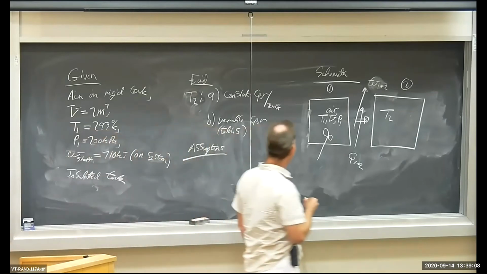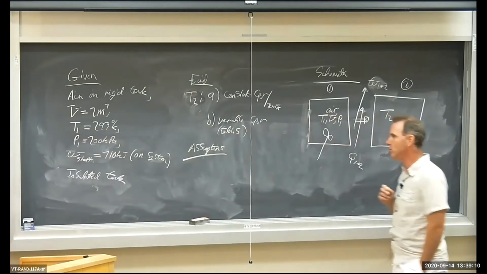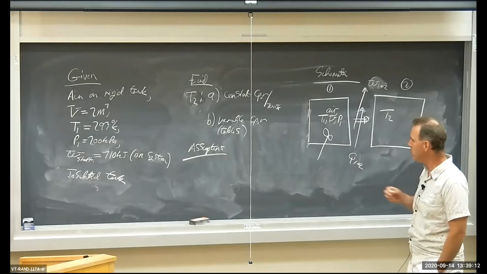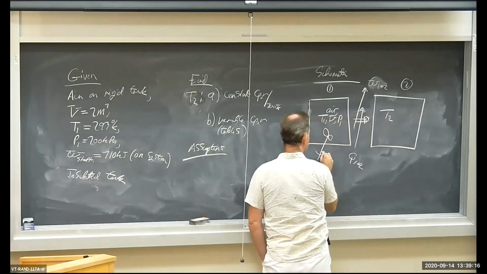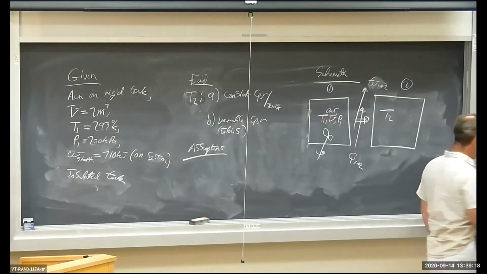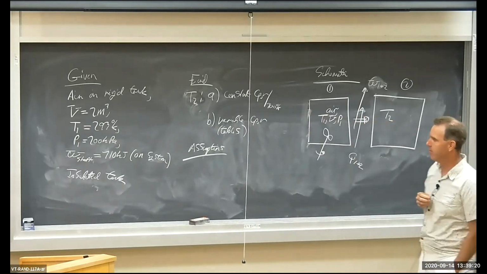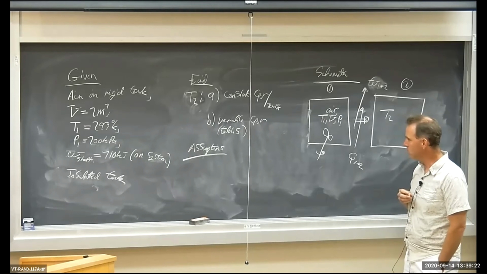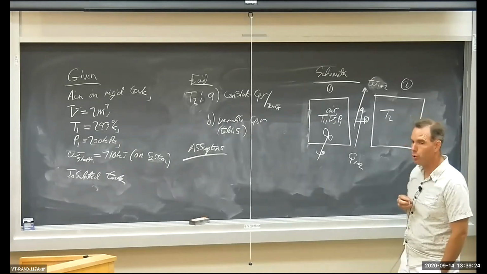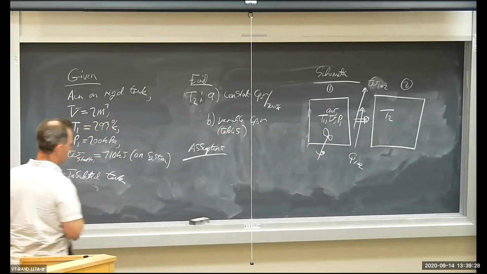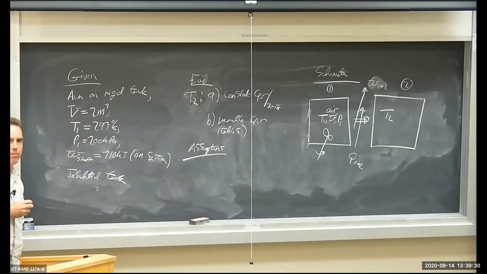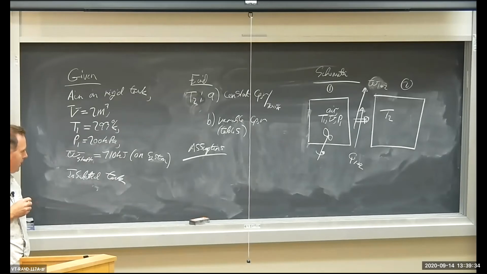So this tank of air originally starts with a certain temperature and pressure, and then we do some shaft work with a propeller inside of the tank. And the amount of work that we do on the system is 710 kilojoules. So 710 kilojoules of shaft work on the system, okay?